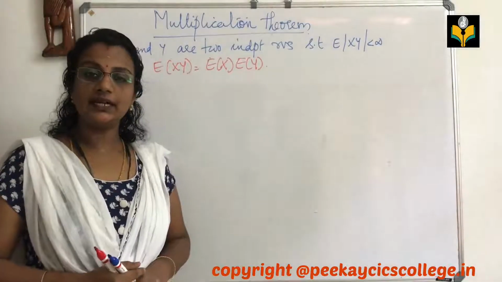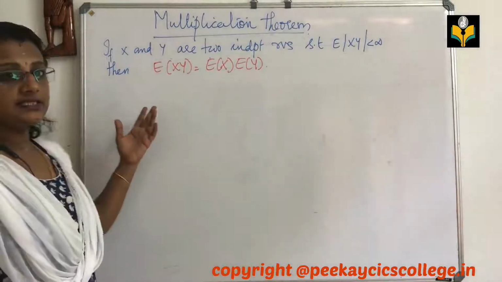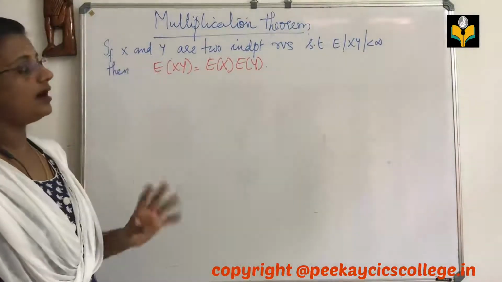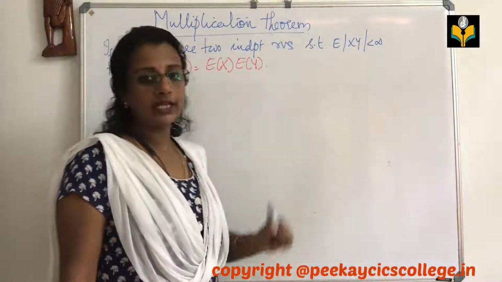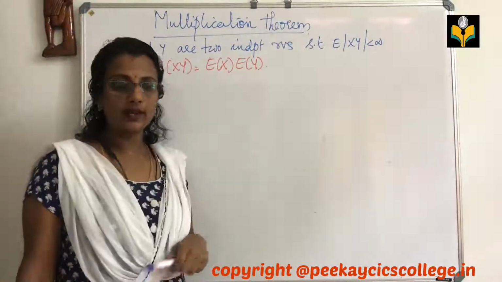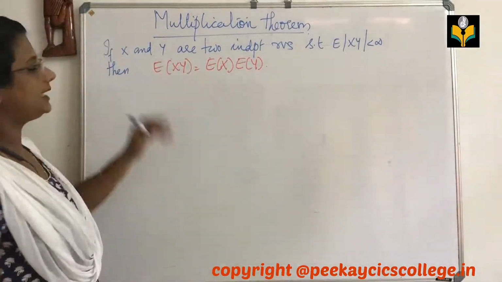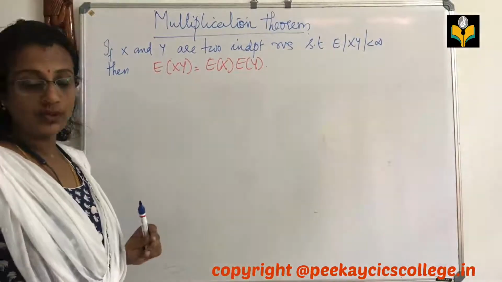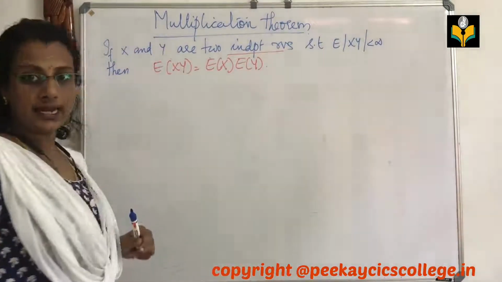Next one is the multiplication theorem on expectations. The theorem states that if X and Y are two independent random variables such that the expectation of XY is less than infinity, then E of XY equals E of X into E of Y. So here we take the random variables X and Y to be independent. Note the point: independent random variables.